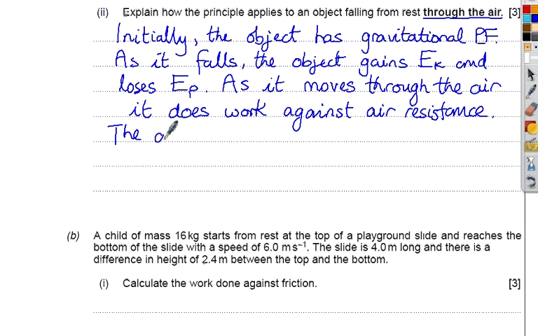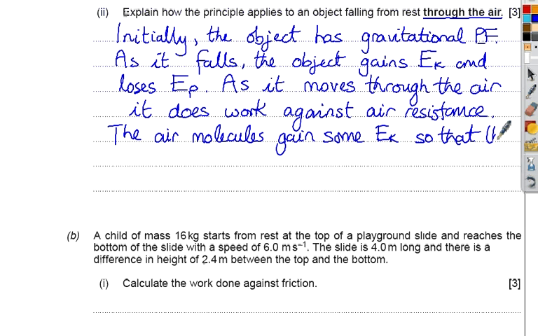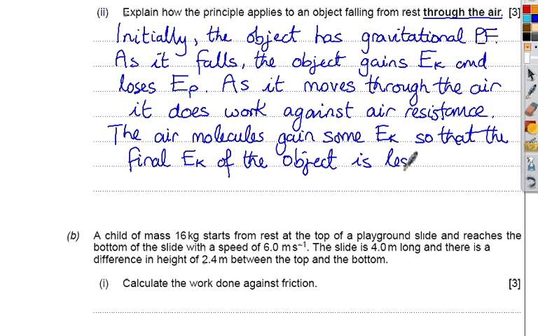The air particles or air molecules gain some kinetic energy so that the final EK of the object is less than its initial potential energy.